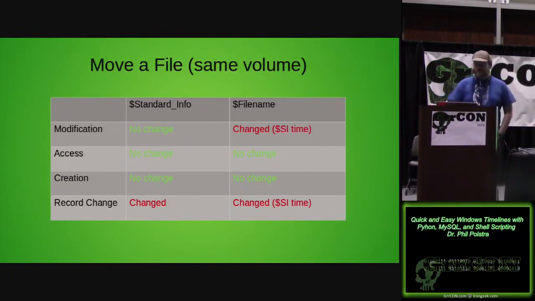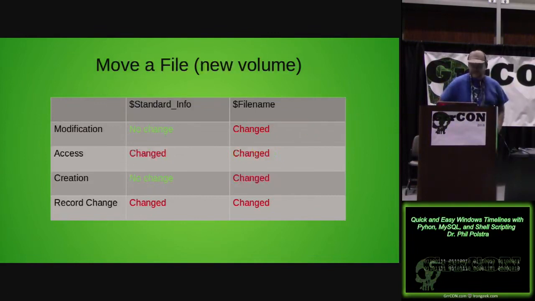So if we move a file to the same volume, here's what happens. We change the time in the file name, and now it's changed to the time in the standard info, which is kind of weird. And the same thing is true with the record change time. If you move it to a new volume, then all the file name stuff gets changed, and the access and record change time gets changed on the other system, right? Or I should say in the standard info.